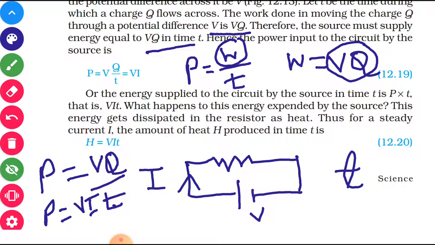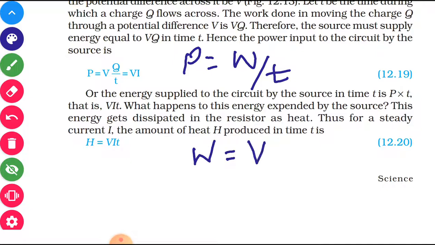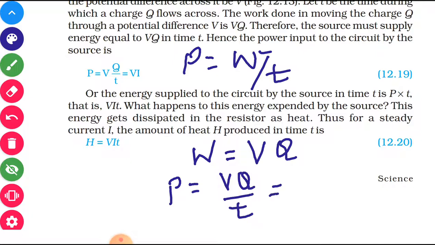As you know, first of all, power is W upon t, and W is the work done. W is equal to VQ. So instead of W, if you write VQ, then power will become VQ upon t. And as you know, Q upon t is current I. So power will be equal to V into I.